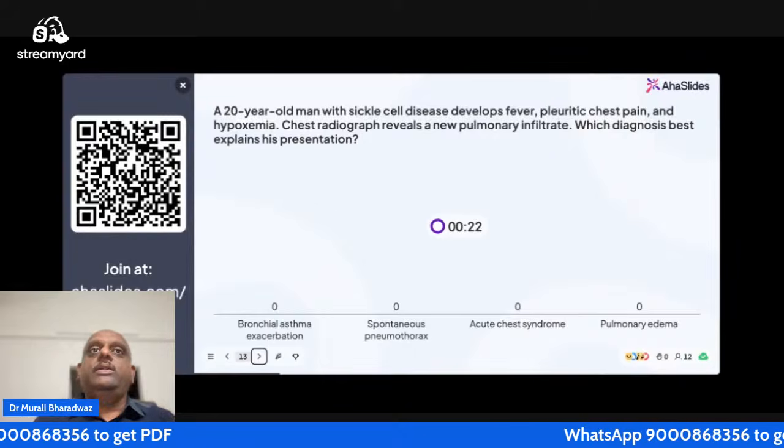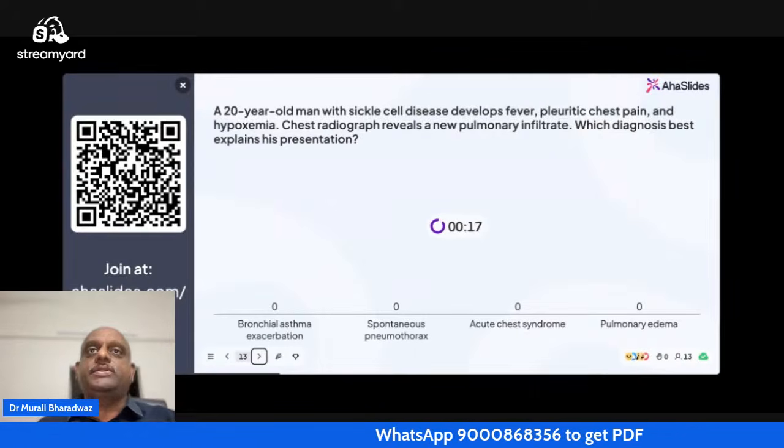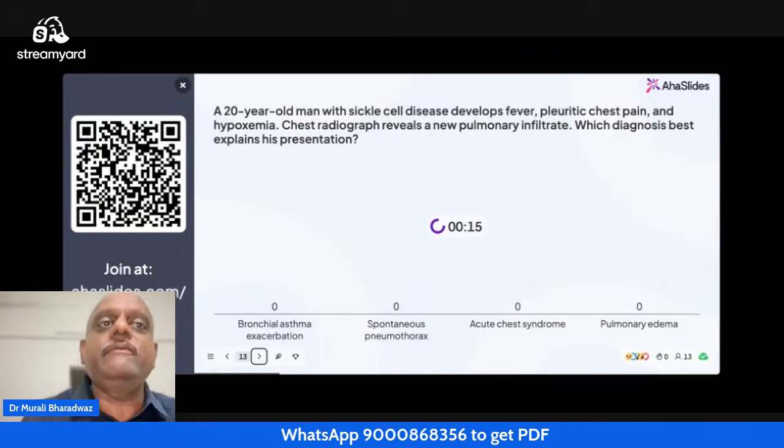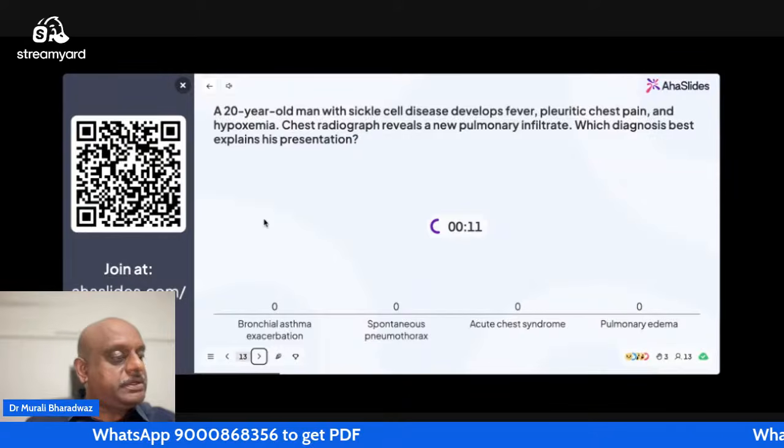Now we go to question number 7. A 20-year-old man with sickle cell disease, with fever, pleuritic chest pain, and hypoxemia with a new pulmonary infiltrate. What is your diagnosis, doctor? The classical question.